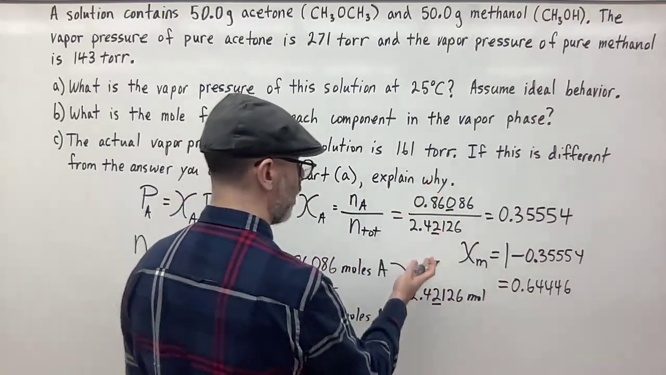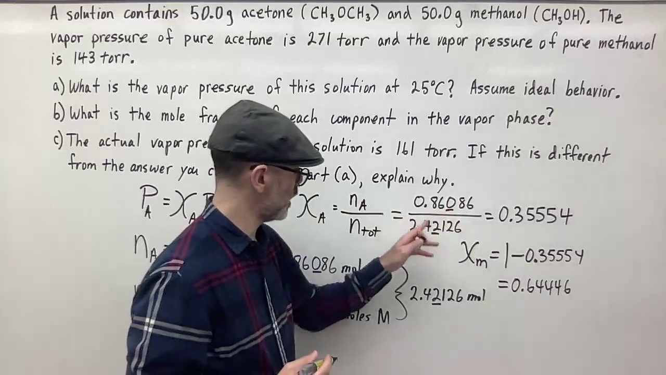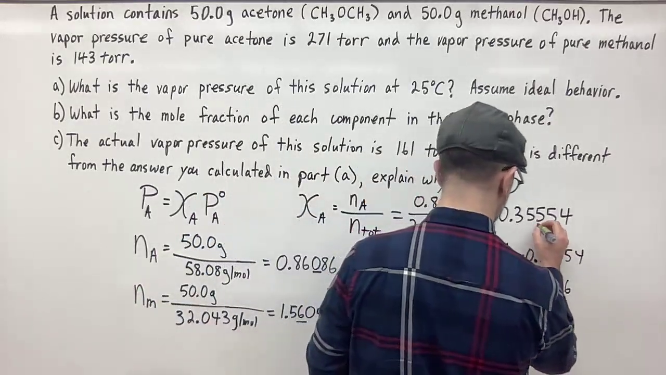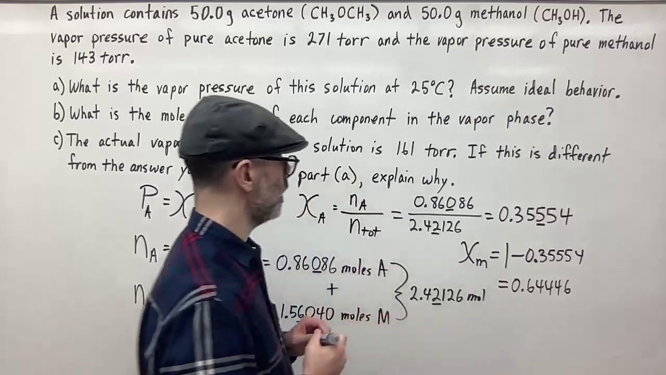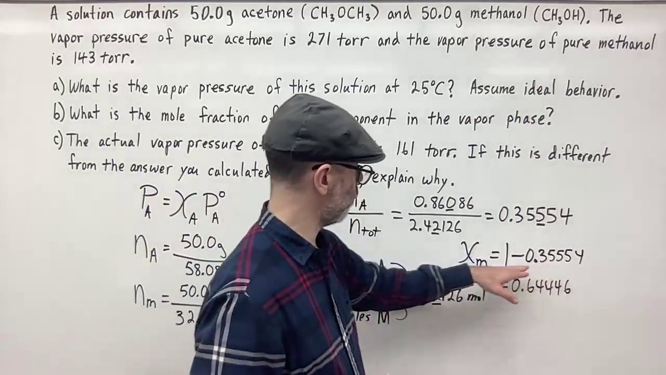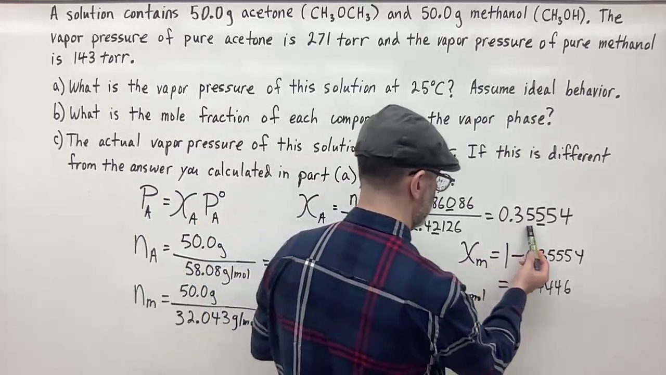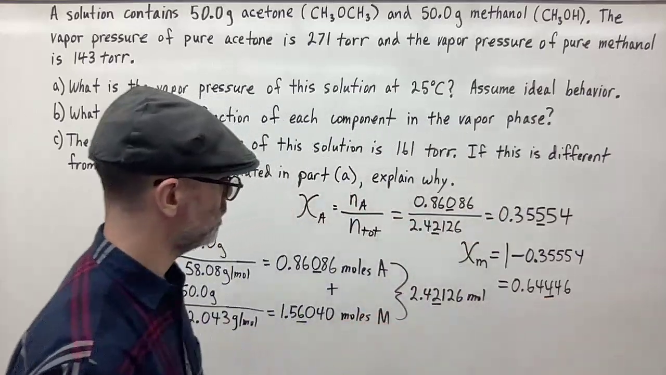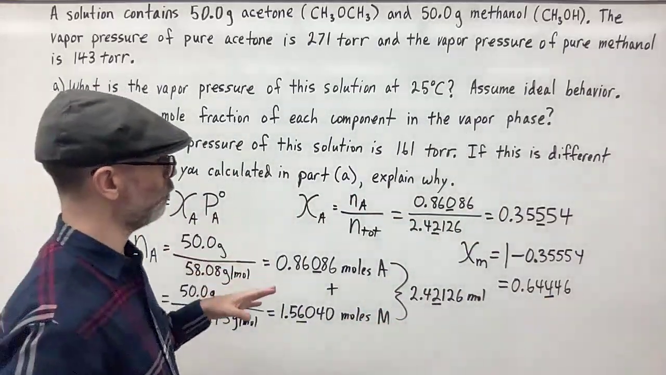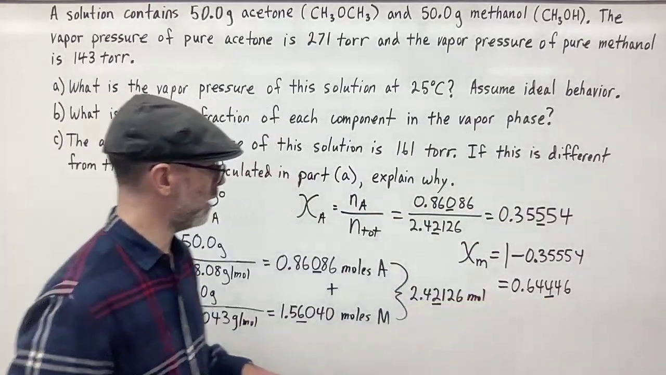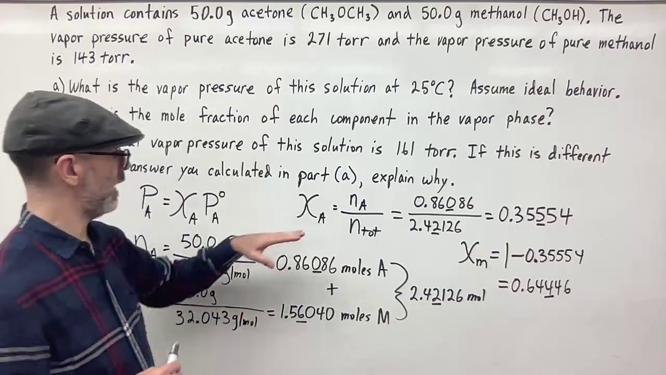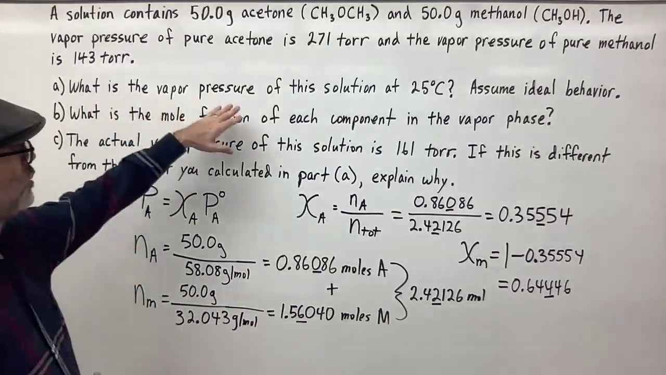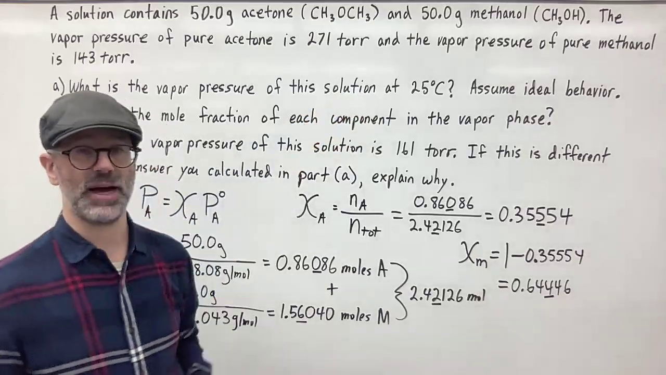So here I'm dividing. So I have 3 sig figs here. I have 3 sig figs here. So 1, 2, 3 sig figs there. Here I'm subtracting from 1. So I have 3 decimal places. So this will be 3 decimal places. Okay, I have the mole fractions now of methanol and acetone. So what is the vapor pressure of this solution at 25 degrees?